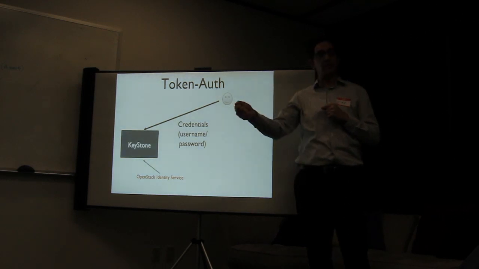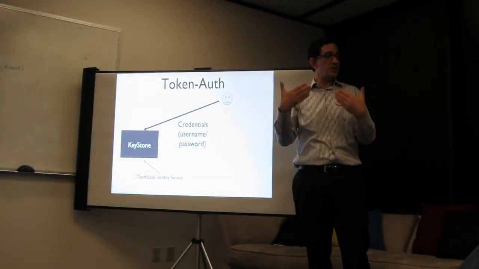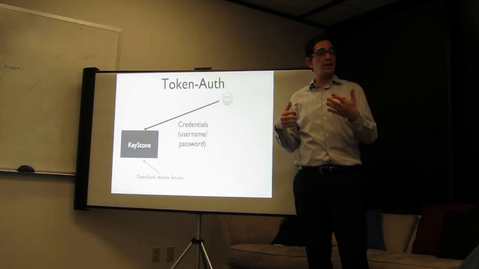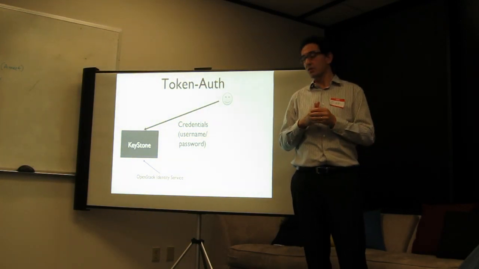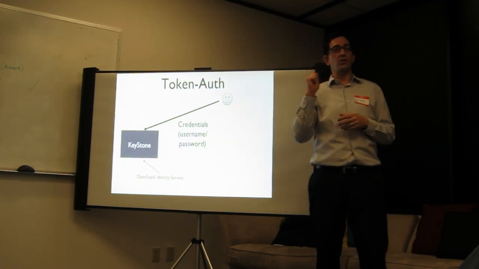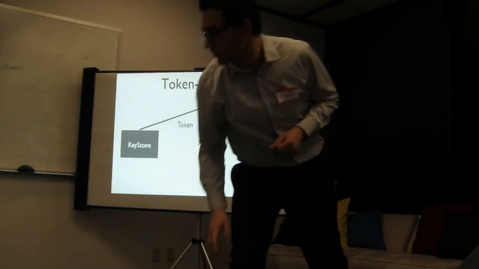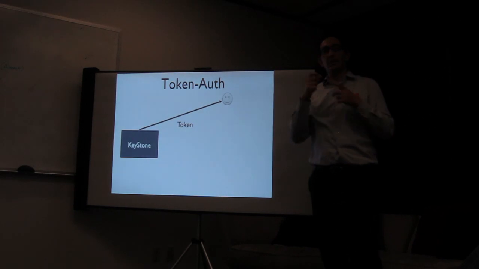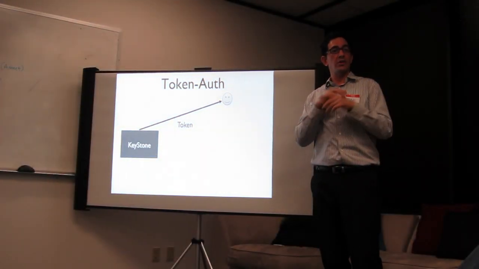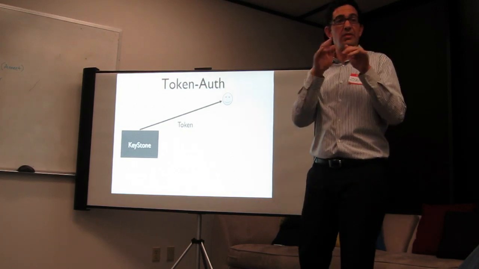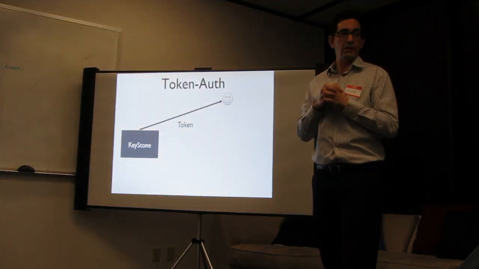You pass in your credentials. Username and password is the simplest case. Username and API key is a Rackspace use case as well, and you get a token back, and then you go use that token to use the services. So the token, right now, is just a long string. It could be anything. It could actually say your name and something like that, whatever.